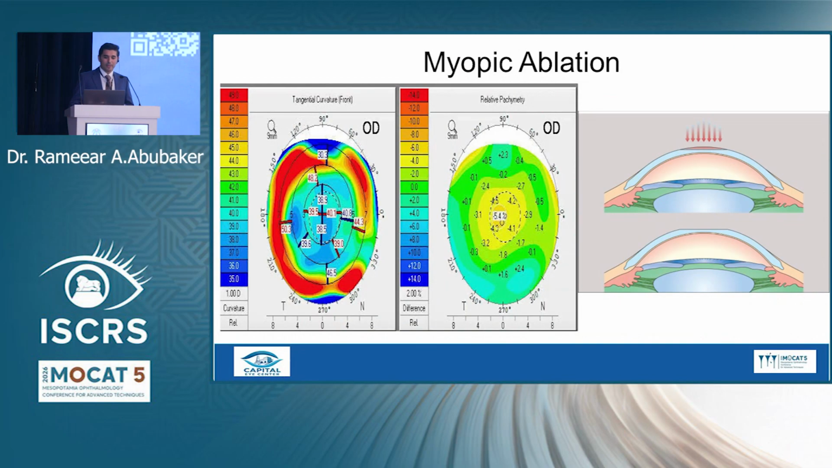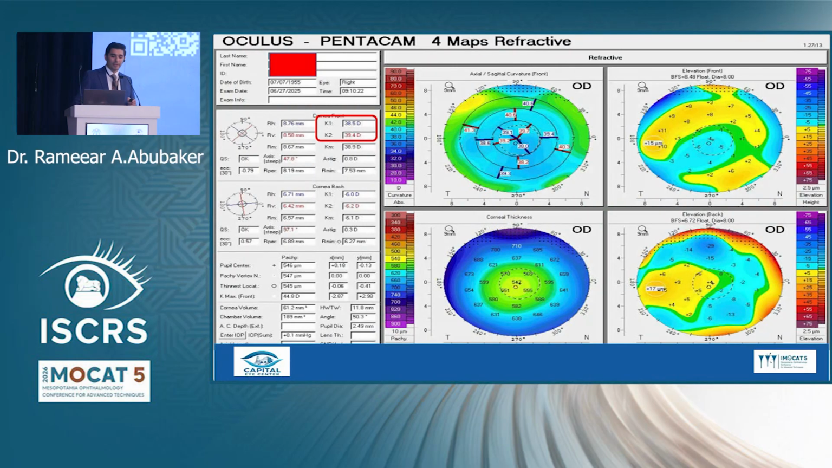We look at the relative pachymetry and tangential curvature. As you know, when doing myopic ablation, you flatten the center of the cornea. So if you look at the relative pachymetry, it's a minus. That means the center of the cornea is relatively thinner than the periphery. And also on the tangential curvature, the center of the cornea is flat, while the periphery of the cornea is steep. Also, by looking at the K1 and K2, you will find flat K.